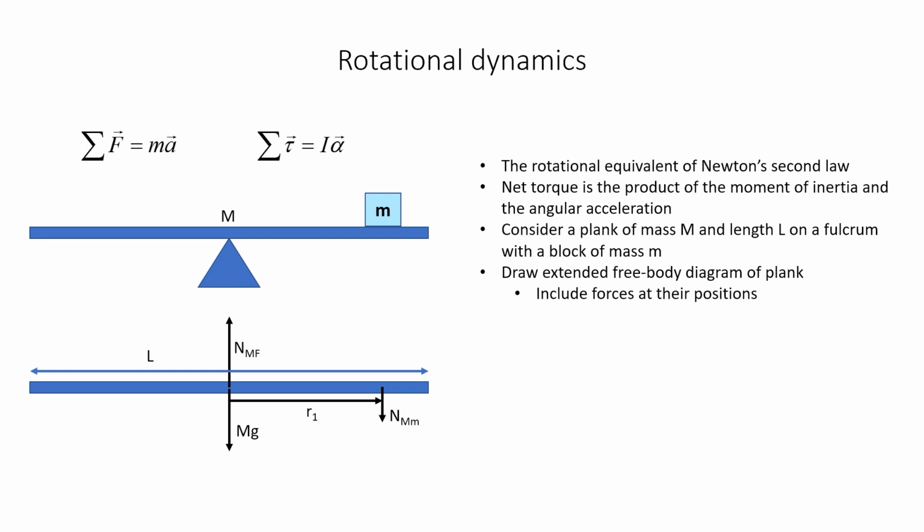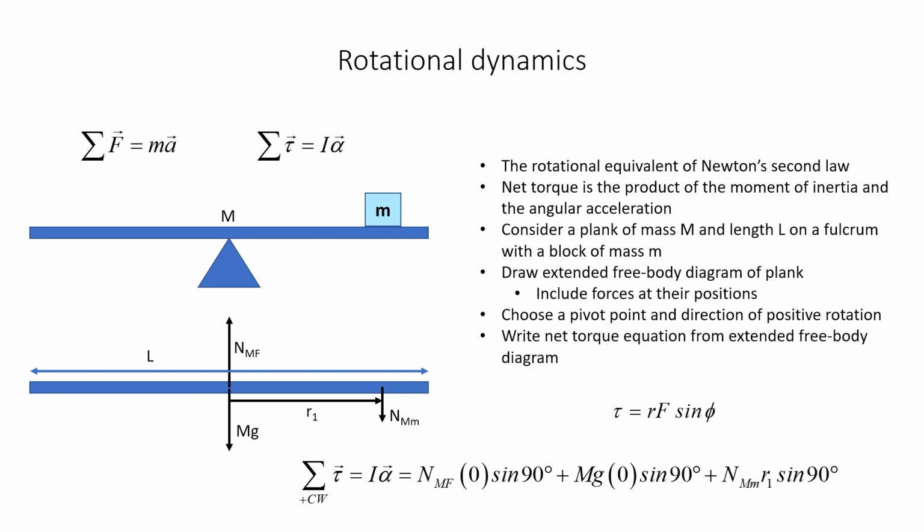It shows the plank as a length of a bar. It also shows the normal force pushing up from the fulcrum, the gravitational force pulling downward at the center of mass of the plank, and the normal force from the block, a distance r1 from the fulcrum. We choose a pivot point and a direction of positive rotation. For this problem, we'd probably choose the pivot point at the very center where the fulcrum is, and we can choose the positive direction of rotation here as being clockwise.